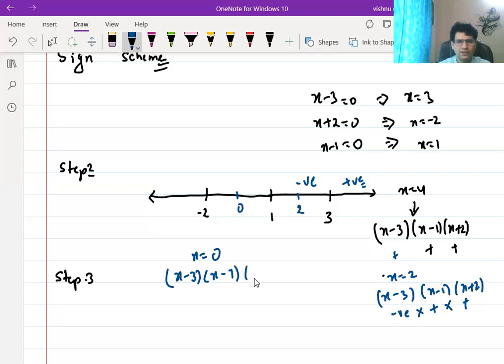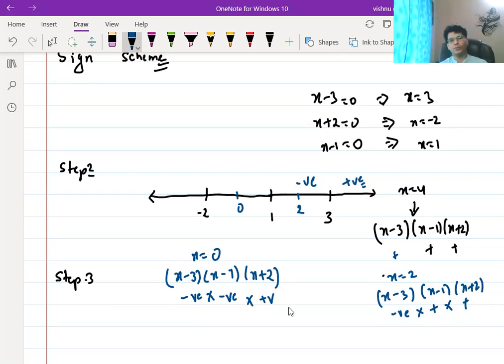Now, if you put x equal to 0, 0 minus 3, positive or negative? Negative, obviously. 0 minus 1 is also negative. And 0 plus 2 is positive. So negative into positive will give me positive. I don't have to find the value. That's the beauty of inequality. You don't have to see the value, you just have to see the sign. So negative into positive is positive.